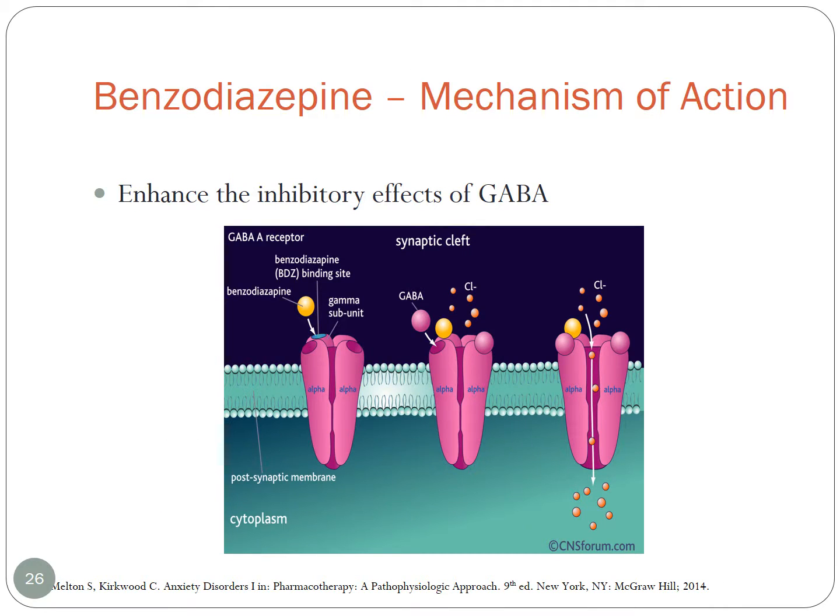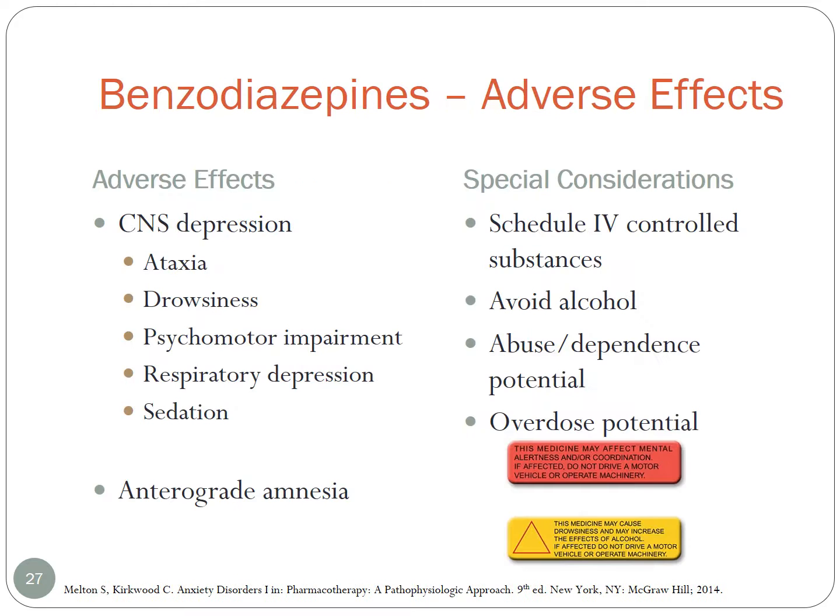The mechanism of the benzodiazepines is fairly straightforward. They work on our GABA receptors, and they essentially enhance the inhibitory effects of GABA. The benzodiazepines work on the same receptor that alcohol works on, so the side effects of these medications can look very similar to someone who's intoxicated on alcohol, where we'll see a lot of CNS depressive side effects. With ataxia, this is typically lack of coordination of muscle movements, and then psychomotor impairment can increase risk of falls, cause confusion, or things like memory problems.